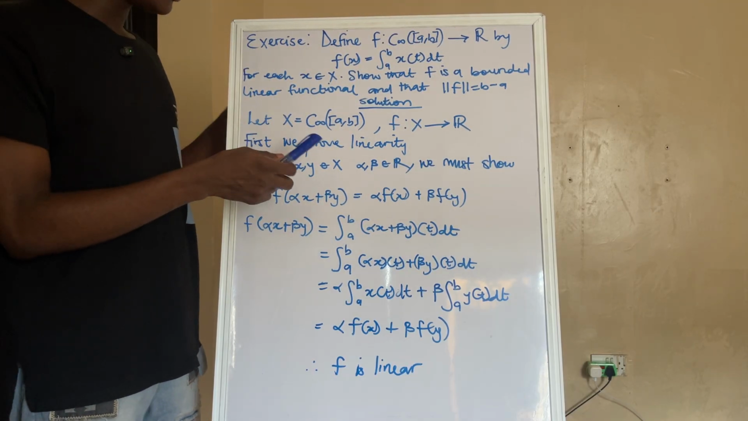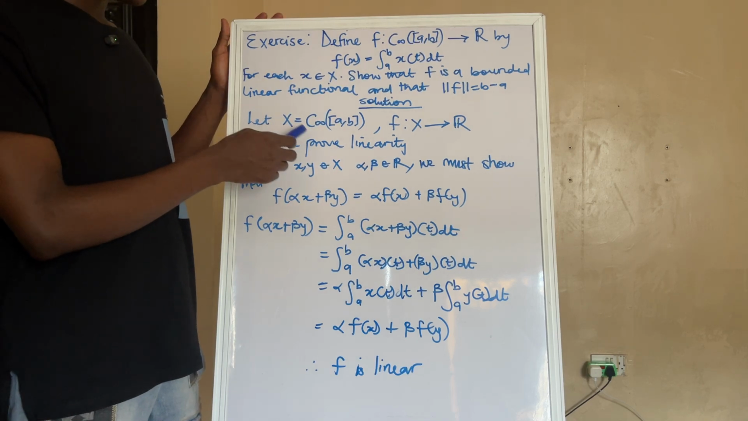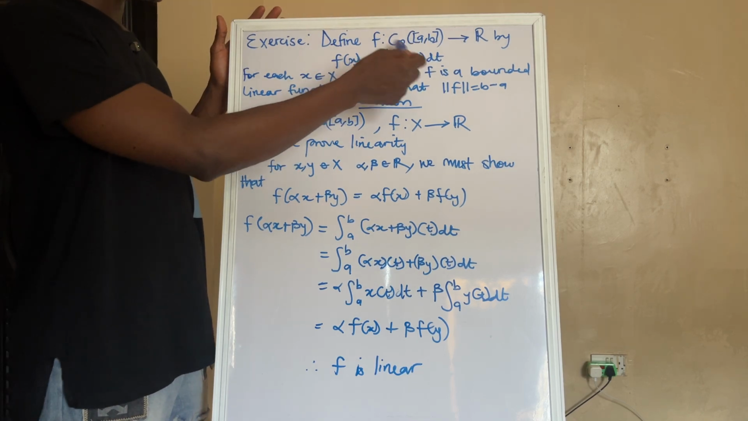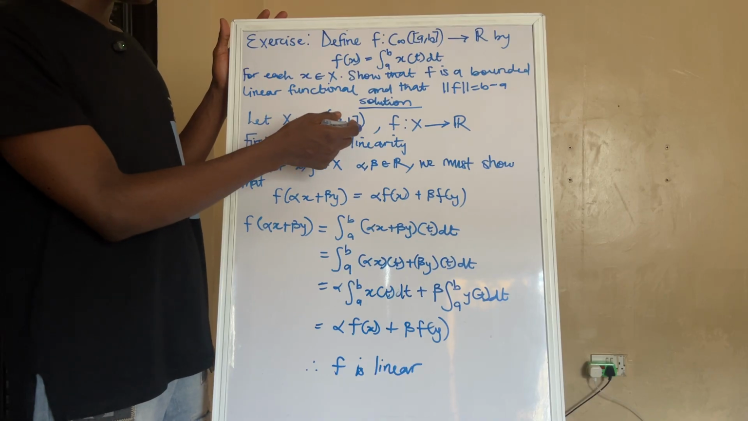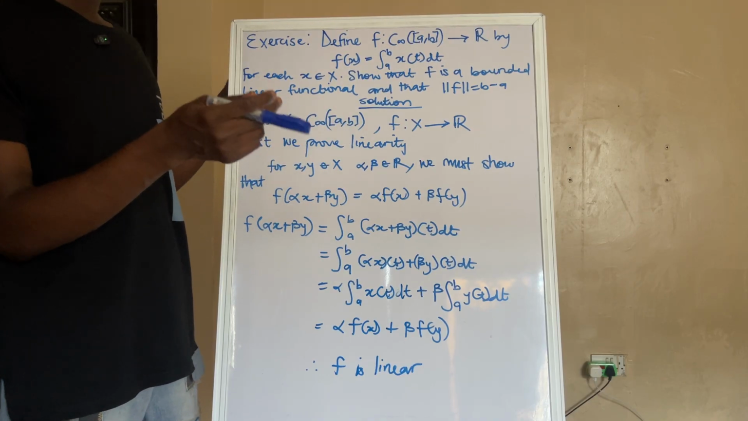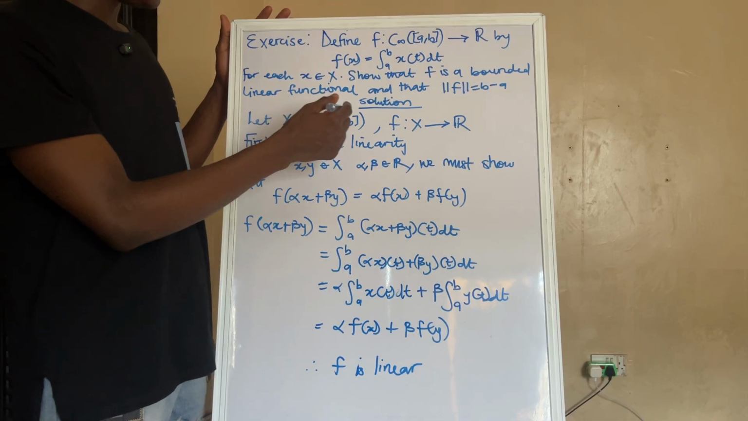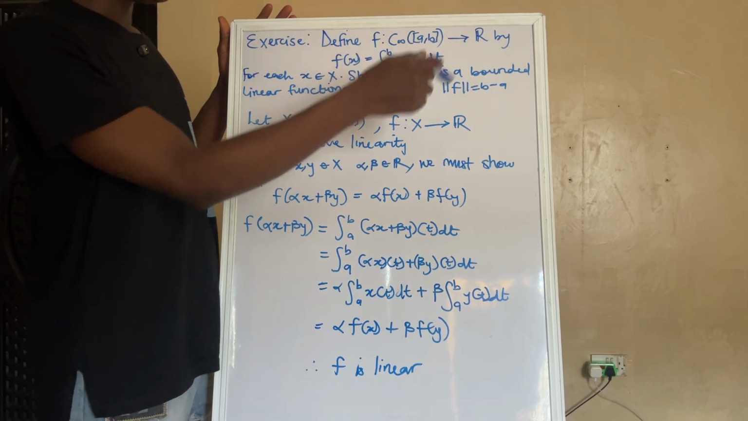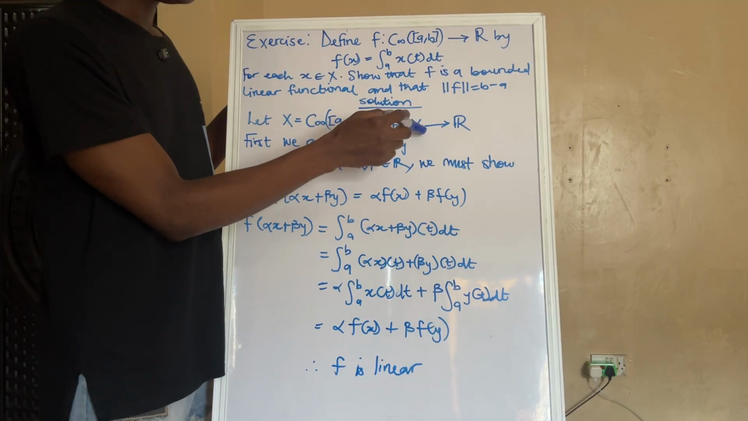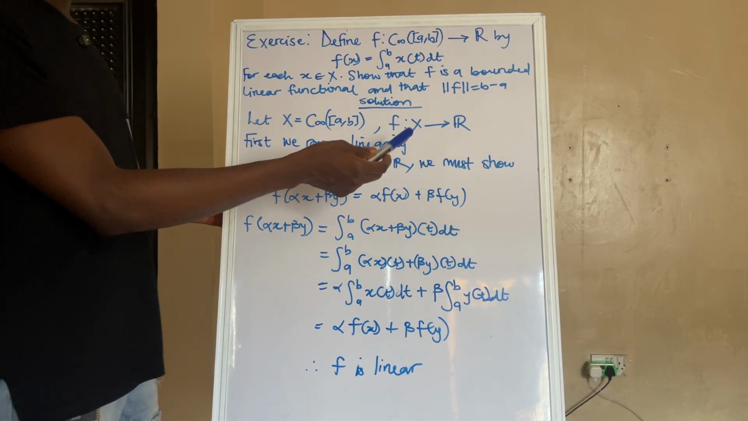So firstly, I've decided to let X be equal to this space here, the space of continuous functions within the interval a to b. Just to make my work simpler, that's why I'm doing this step. So now I can replace this entire thing with X in the map. So f is an operator from X to R. So now I want to prove linearity.